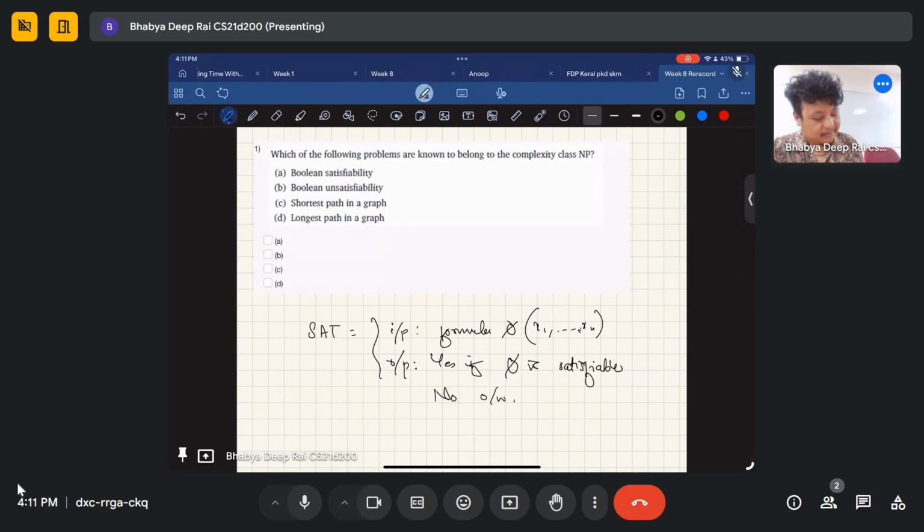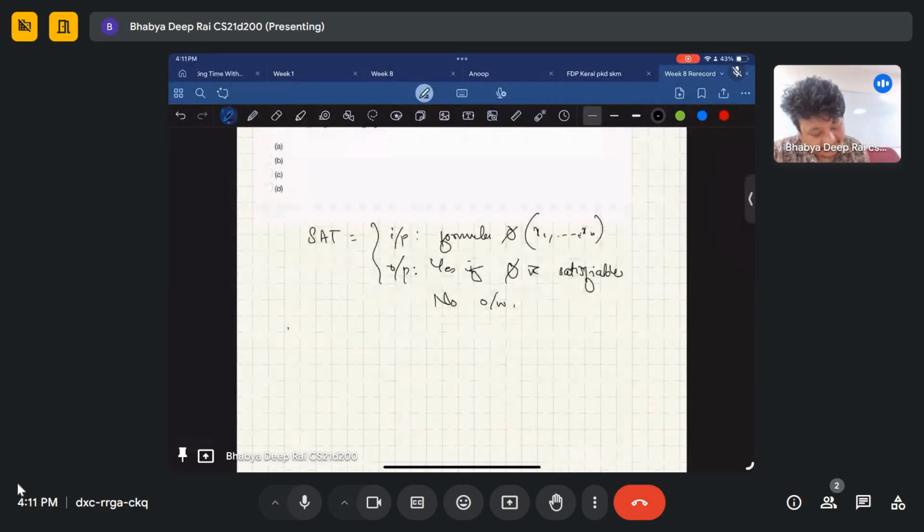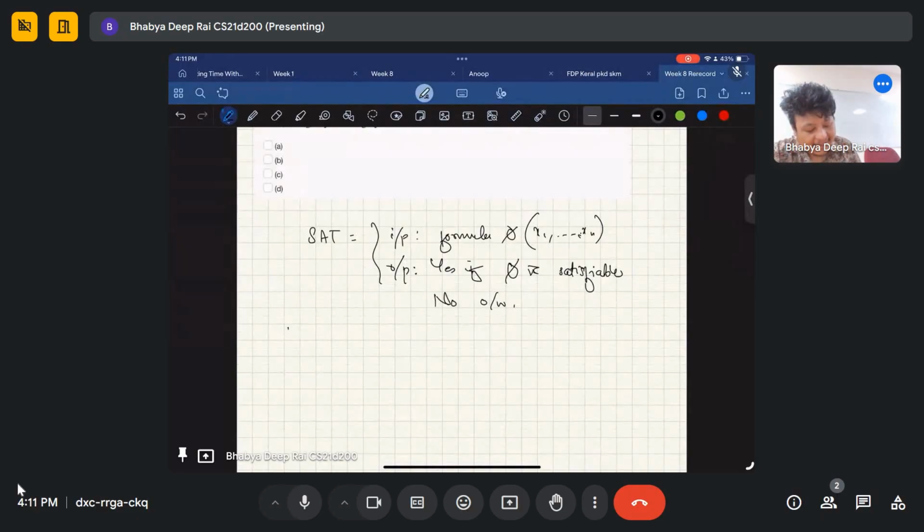No, otherwise, if there is no input setting which will actually satisfy the formula. Okay. And Boolean unsatisfiability. So this is satisfiable. Why? Because I can always give you a satisfying assignment as my certificate. If it is satisfiable, then I'll give you those settings of zeros and ones to the input for which this formula is satisfied. So this is in NP.